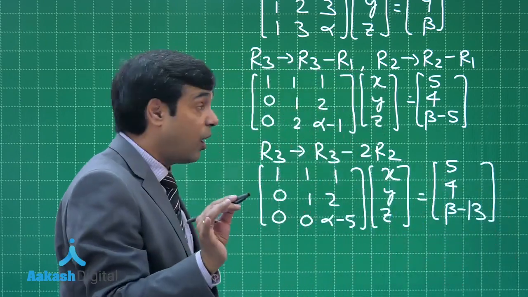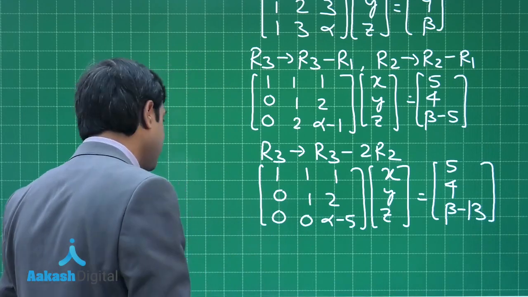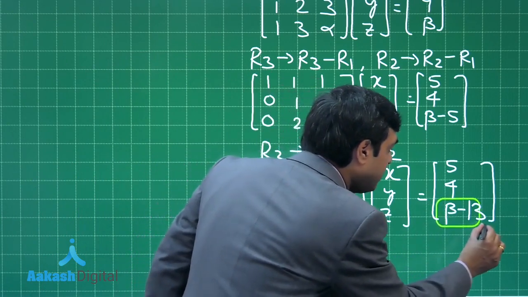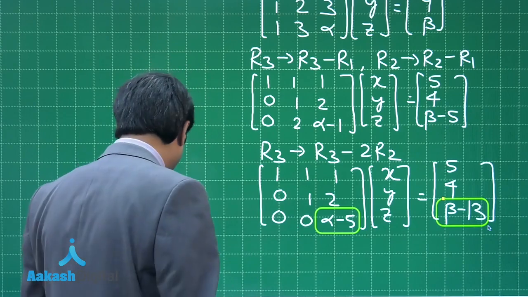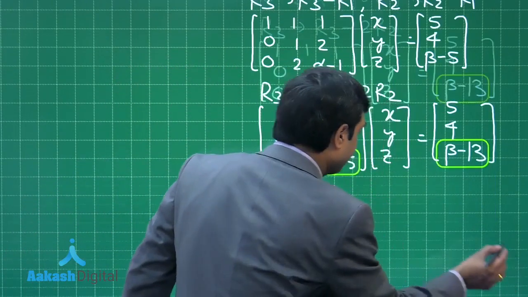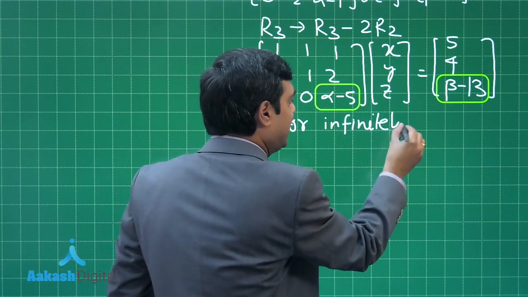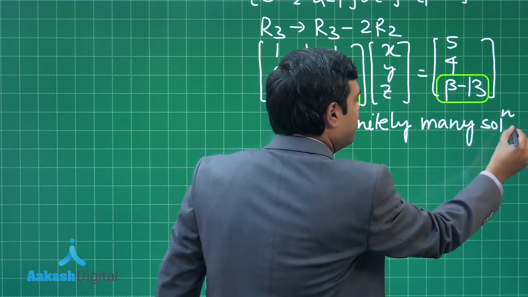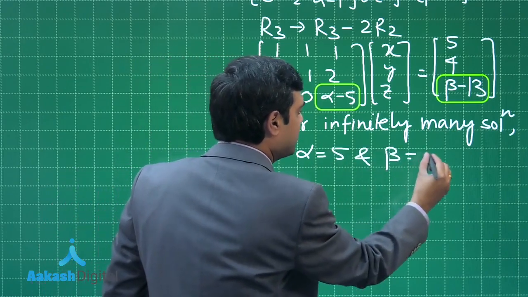This is clear? Now we are talking about infinitely many solutions. When can you get infinitely many solutions? Here, when this term alpha minus 5 is 0 and simultaneously beta minus 13 is also 0. This is clear. So we have the value for alpha and beta for infinitely many solutions. For infinitely many solutions, the required condition is alpha must be 5 and simultaneously beta must be 13.